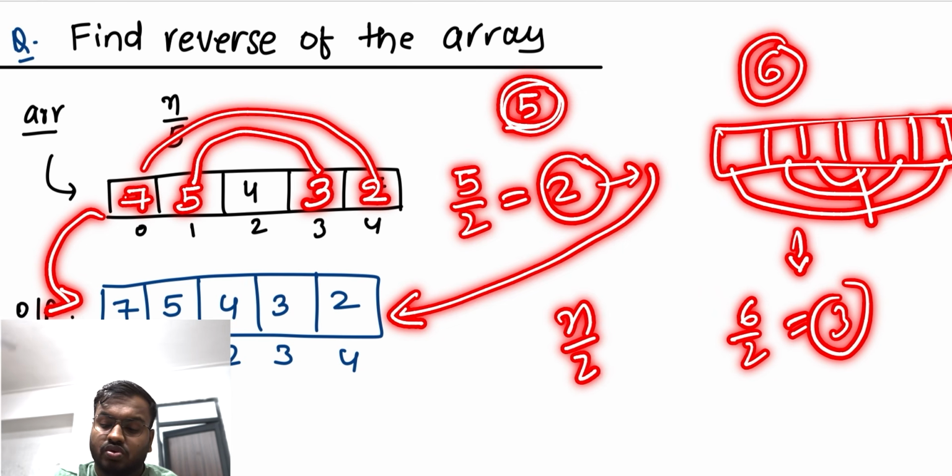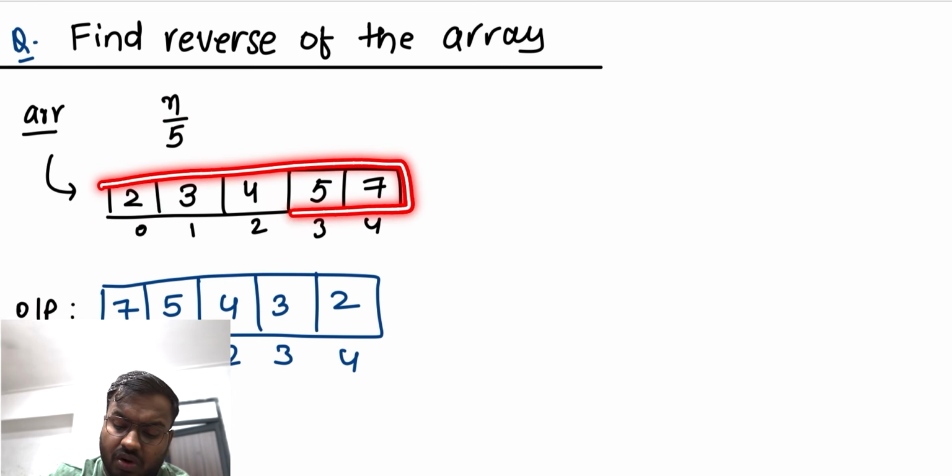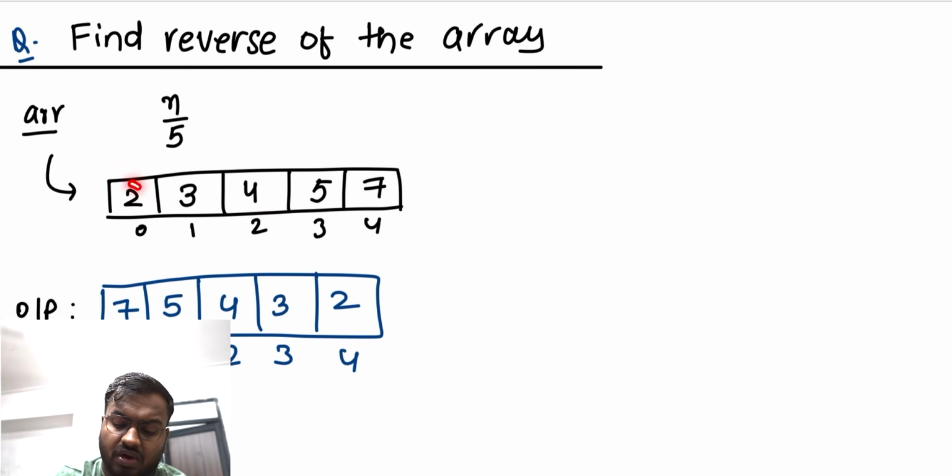So if I perform swapping n by 2 times, then my array will get reversed. So what I will do, I will run a loop for n by 2 times, and then I will swap the first and last element. So let's see the code for this particular thing, and then I will explain it to you.